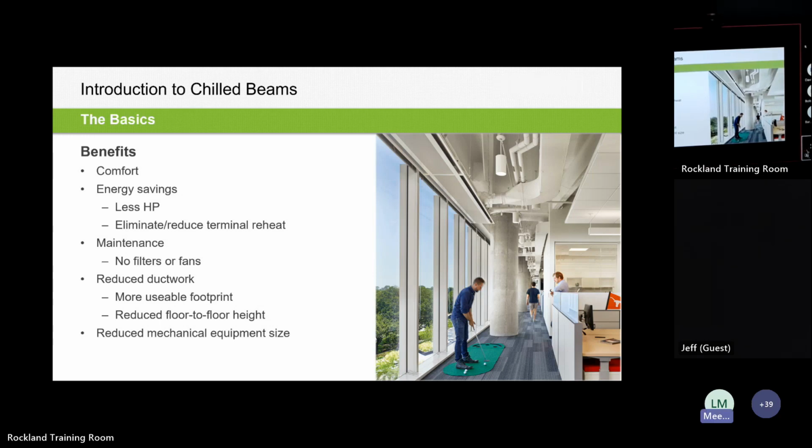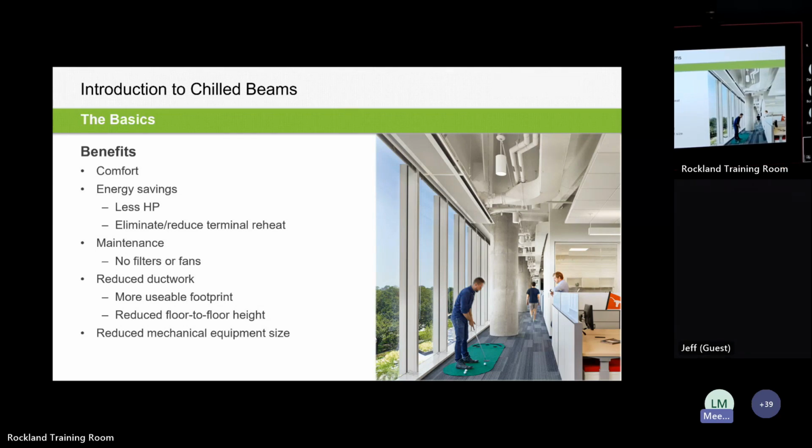There's also opportunity to eliminate terminal reheat. Because we're modulating that water valve within the local space itself, you can control the sensible cooling or heating locally in the space. So you're not doing large reheat, and that really comes into play with hospitals or lab applications as well, which we'll talk about in detail.